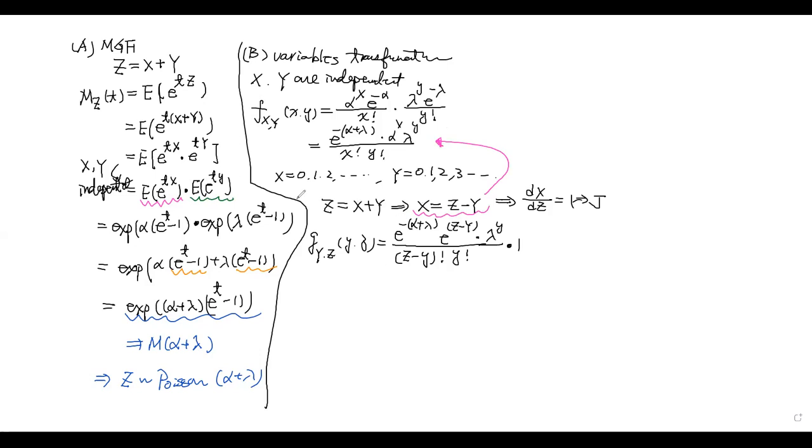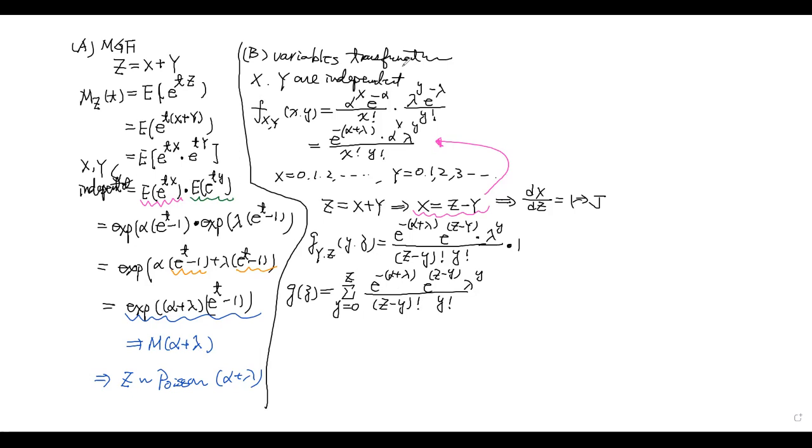Okay, after that, I want to find Z's distribution. Since I want to find Z, that is my marginal distribution, so what I need to do is add up over the Y's. So it's a summation over Y from 0 to Z. Then here, this will be Z minus Y factorial, Y factorial, and the top is e to the negative alpha plus lambda, then alpha to the Z minus Y and lambda to the Y here.